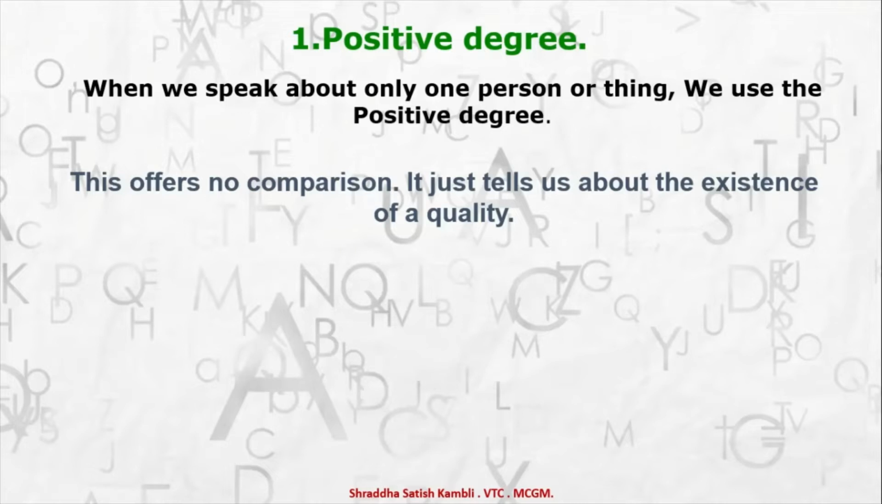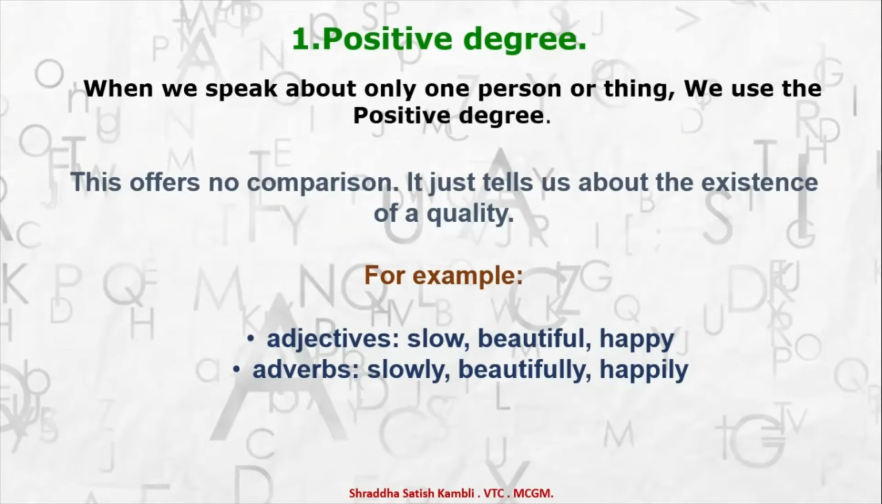So when we say this boy is good, we are saying that there is this quality of goodness in him. We are describing him and saying that he is good. We are not comparing him, mind you, with anyone else. We are not saying whether he is better or whether he is worse than someone else. So when there is no comparison, we say that it is a sentence in the positive degree. Let us take a look at examples. When you talk about adjectives, when you say slow, when you say beautiful, when you say happy, then this is all in the positive degree. When talking about adverbs, when you say slowly, when you say beautifully, when you say happily, then what are we doing?